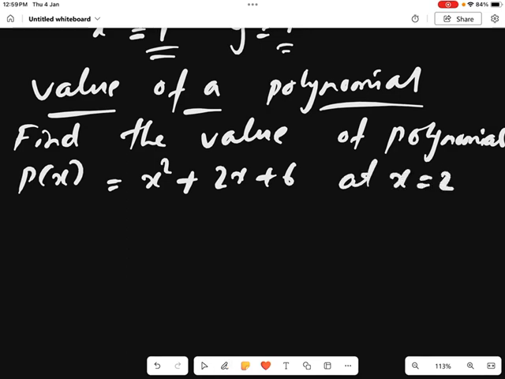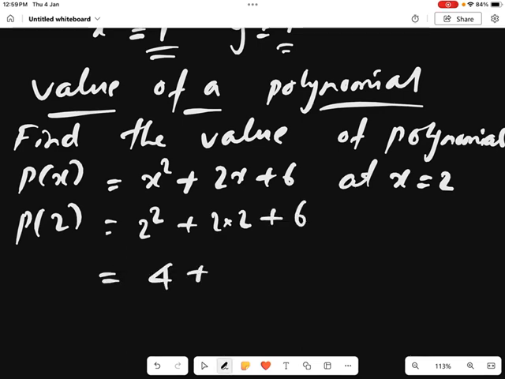Then how to find the value of this polynomial? Then put x is equal to 2. Then we have to put the value 2 in this polynomial. Then we'll get p of 2. That means p of 2 is equal to 2 square plus 2 into 2, that means x is equal to 2, right? Then plus 6. That is equal to 4 plus 4 plus 6. That is equal to what? 14. The value of the polynomial is equal to 14 at x is equal to 2.